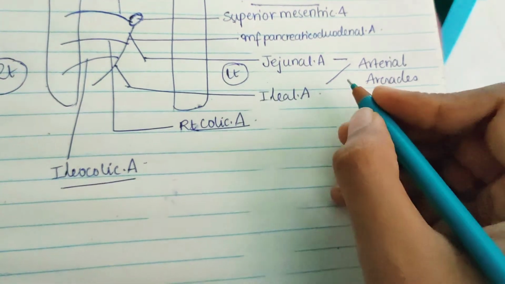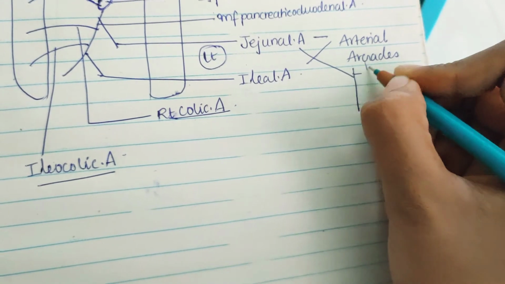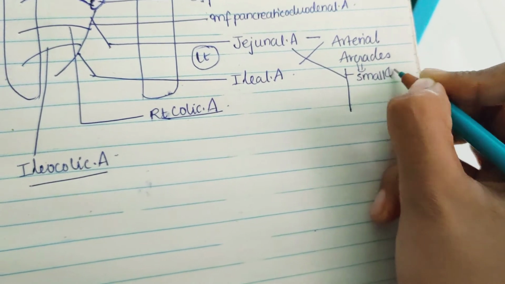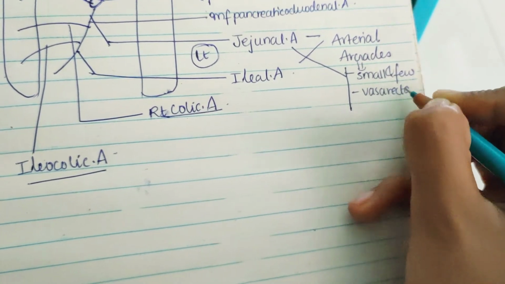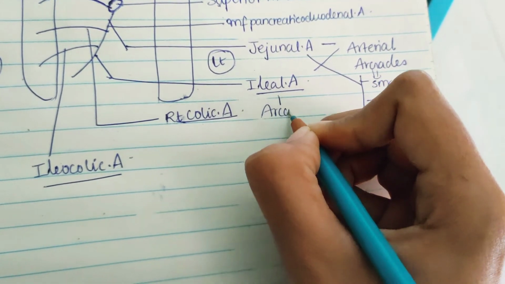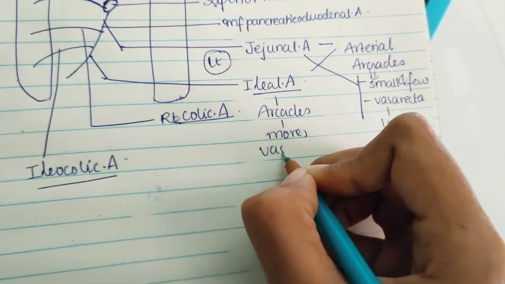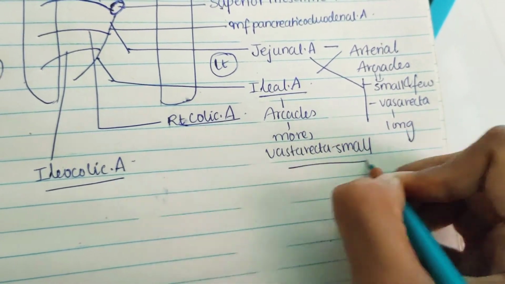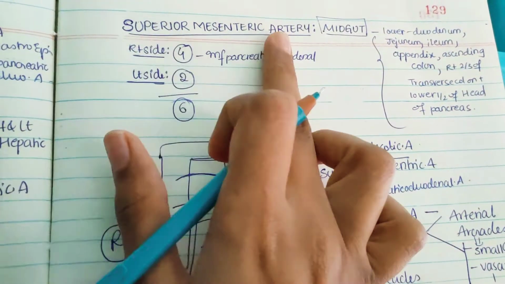So let us note these points here. In the jejunum, the arterial arcades are small and few, but the vasa recta are long. Coming to the ileal arteries, the arcades are more, but the vasa recta are small. This is what we need to remember. So this is about the left side. In total we have covered the right side and left side of the superior mesenteric artery.